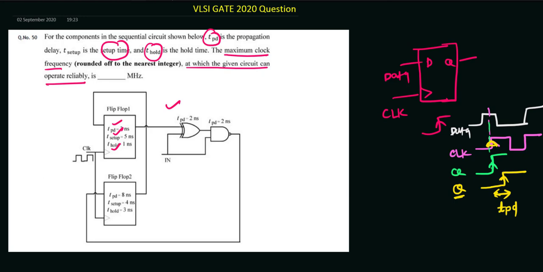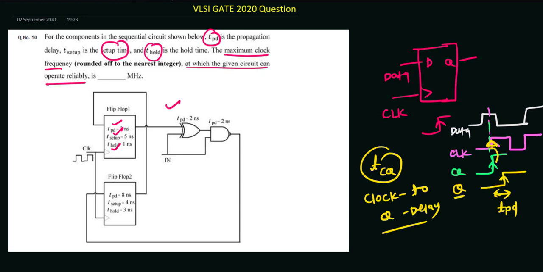Sometimes we also call this delay TCQ, that means clock to Q delay, because this is the delay from the clock edge to the real output Q. So you can see this is the clock to Q delay. This is the one time delay for the flip-flop.